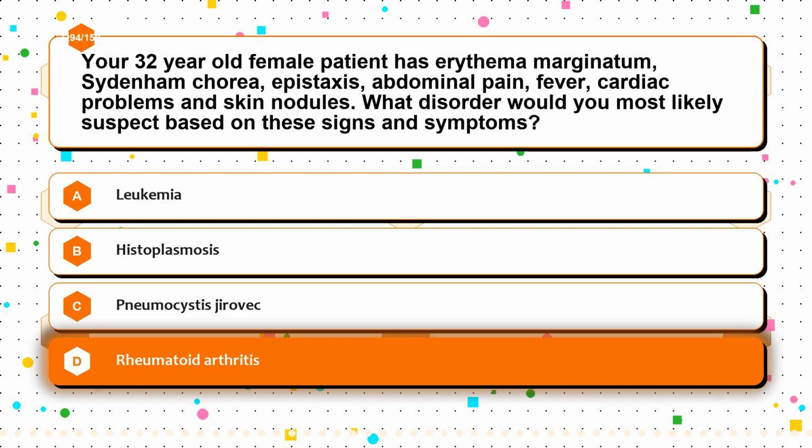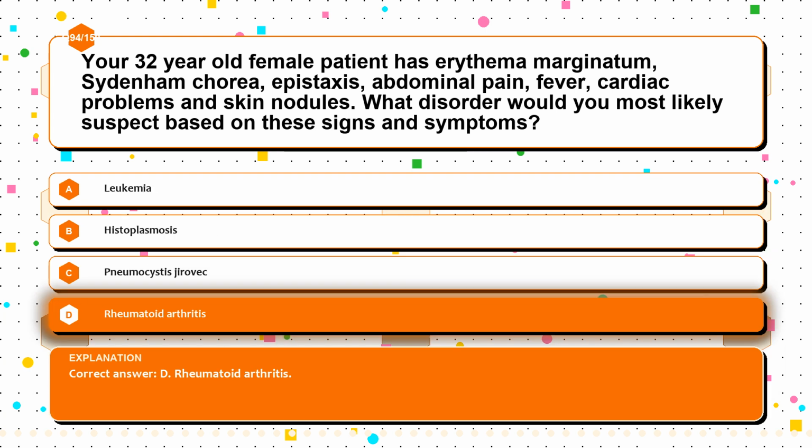The correct answer is option D, rheumatoid arthritis.